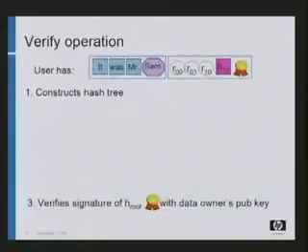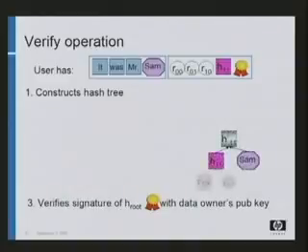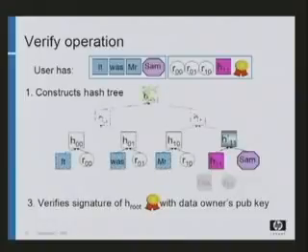Now the following verification is just the same as before. The only difference, it's a minor difference. So the user has to hash H11, the intermediate hash, along with the pseudonyms in order to construct a root hash. Now, how does this satisfy all our three requirements?